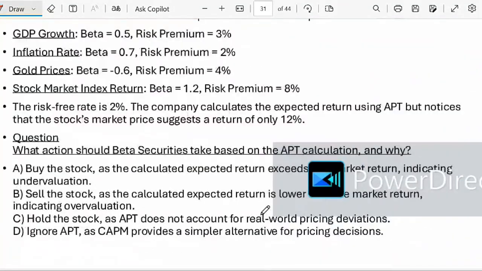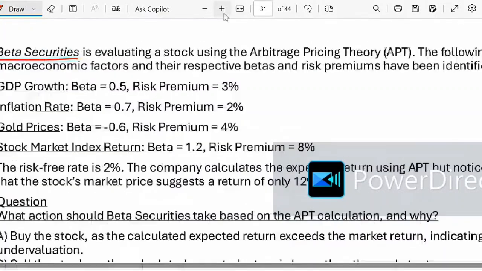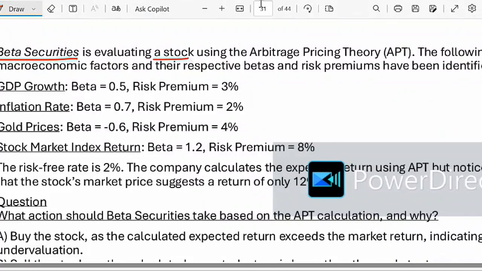Now let's do one more question. So see this question. This is a good question on APT. See what is happening in this case. Let me explain. Imagine a company called Beta Security. The company name is Beta Security. Let me zoom a little bit, right? And it is evaluating a stock. We are doing evaluation of a stock, right?